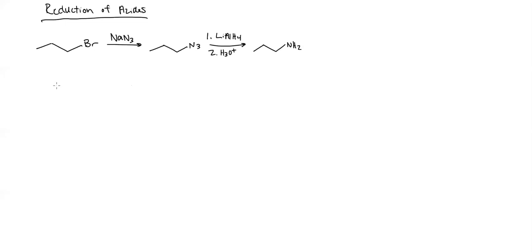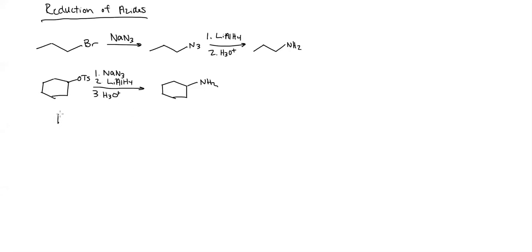Again, we can also do this with a tosylate. So if I do this with a tosylate, we'll do OTs on this one. Then my first step, I add in NaN3, and second step, I add in lithium aluminum hydride. And third step, I throw in some acid. Then I'm just going to get my amine. Okay, so this is reduction of azides.